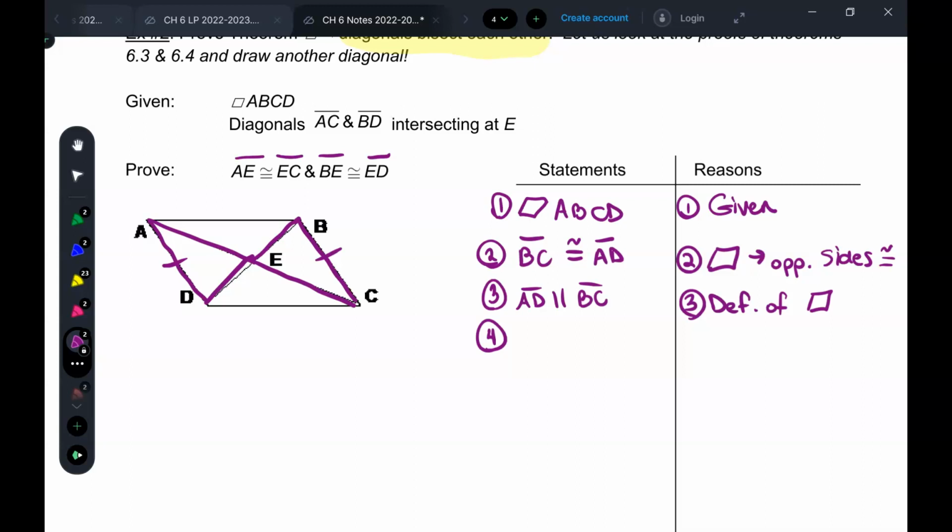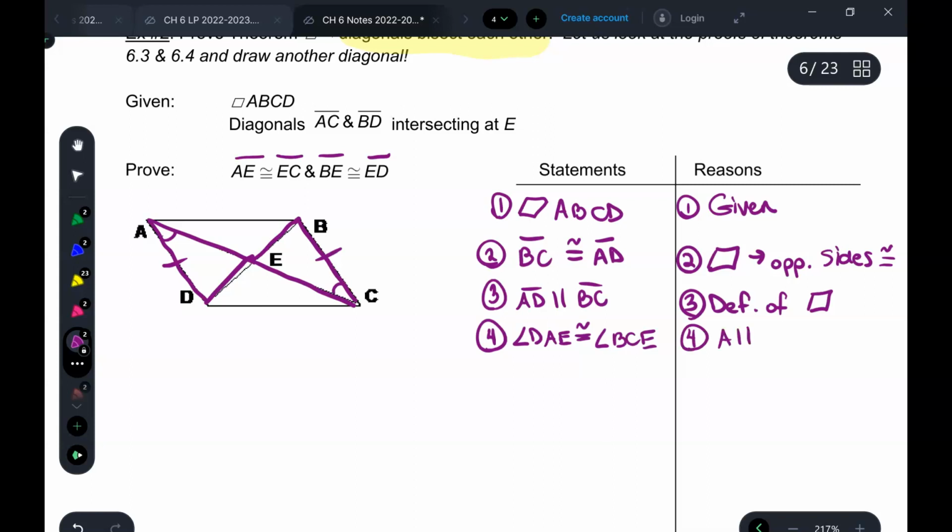Actually, let's list the other two sides too here. Or actually, no, we don't need to. We just need those two. So these two angles are congruent. So angle DAE is congruent to angle BCE. I know, the lettering gets kind of confusing here. We have one more. We could do these two. So angle ADE congruent to angle CBE.